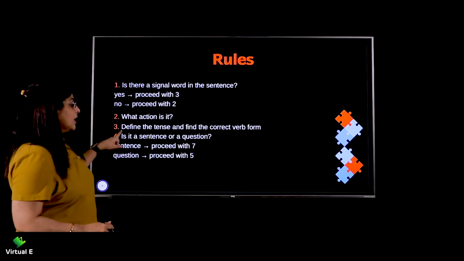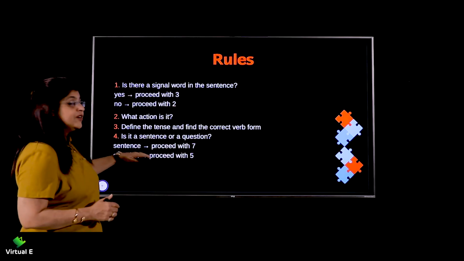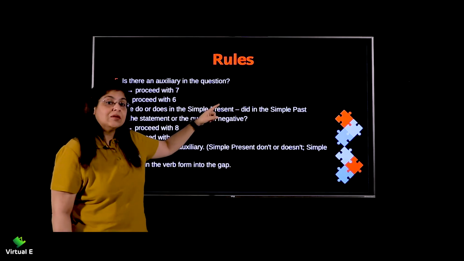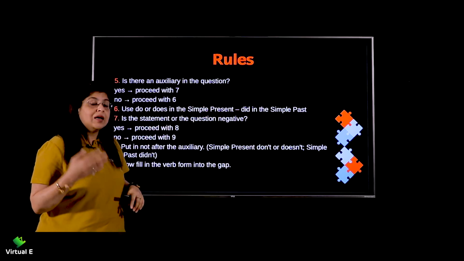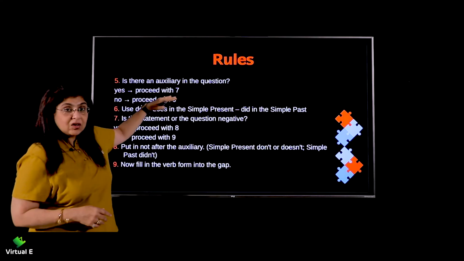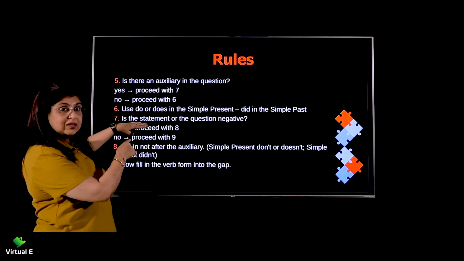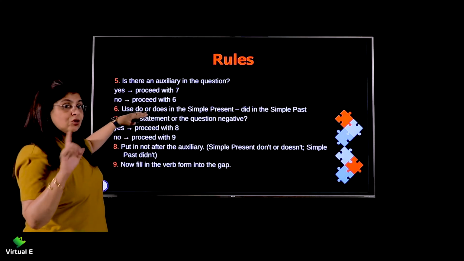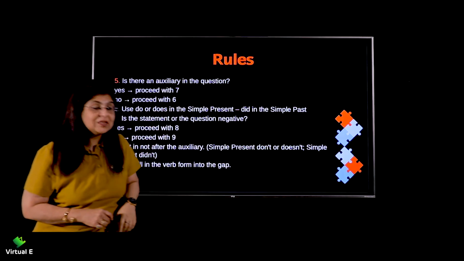Coming back to this, again, you are asking whether it is a sentence or a question. A sentence we answered. If it is a question, then what to do? Is there an auxiliary in the question? You know what your auxiliary verbs are, right? Can, could, may, might, shall, should. Yes, all these. If it is a yes, is there an auxiliary? If it is a yes, then again you will ask, is the statement or the question negative? If it is no, then what will you do? If there is no auxiliary in the question, you will use do or does in the simple present and did in the simple past.